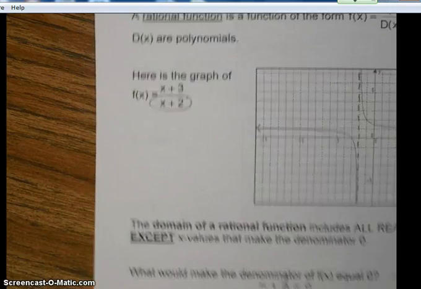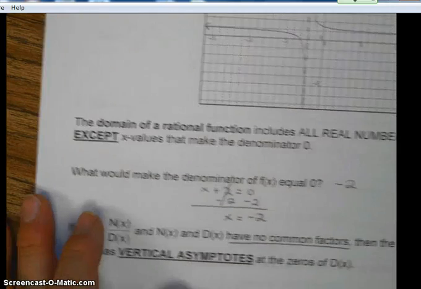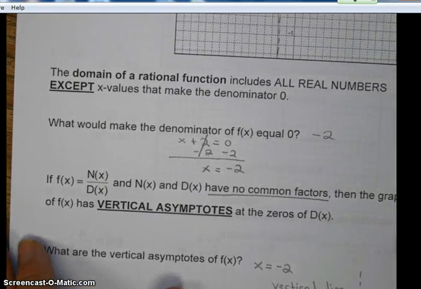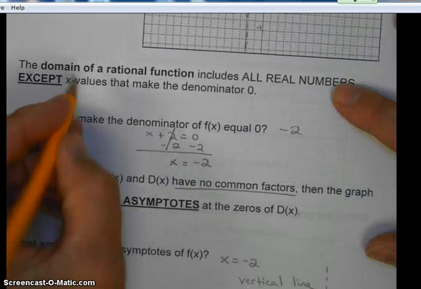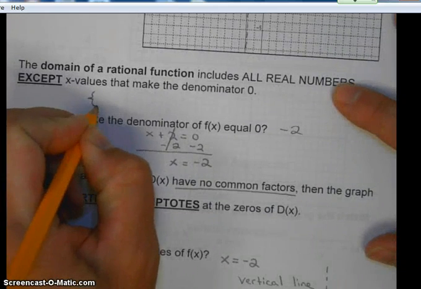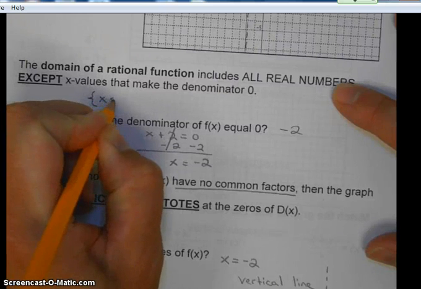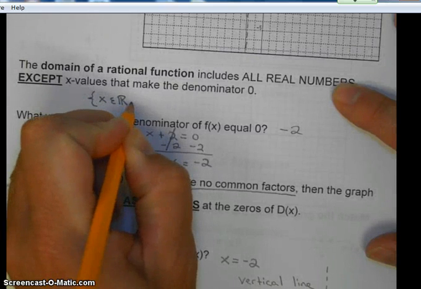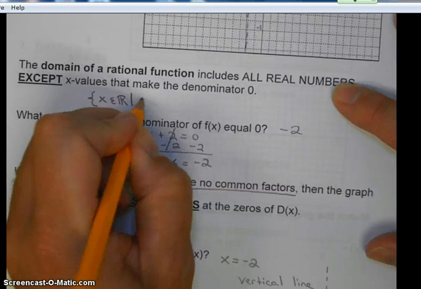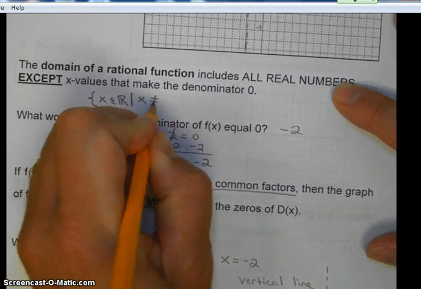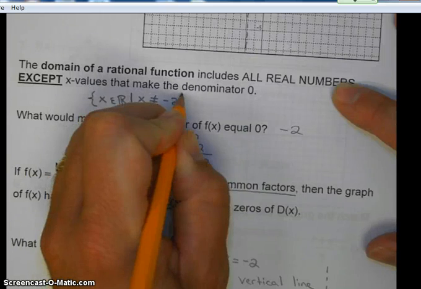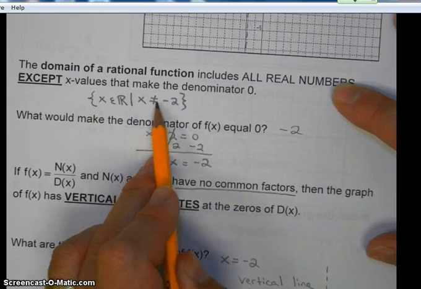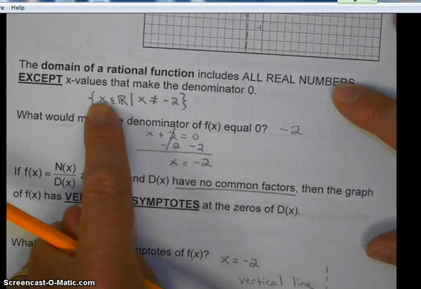Now, before I move on, if I want to write the domain for this, we're going to say that the domain is all real numbers, so let's use set notation here. x is an element of all real numbers such that x does not equal -2. So all real numbers except x does not equal -2. And that's how we would write the domain for this function.